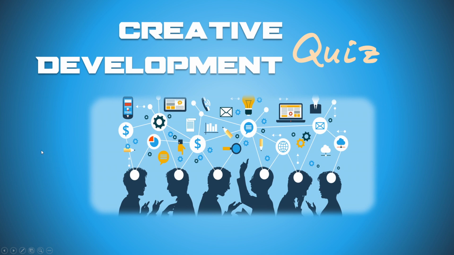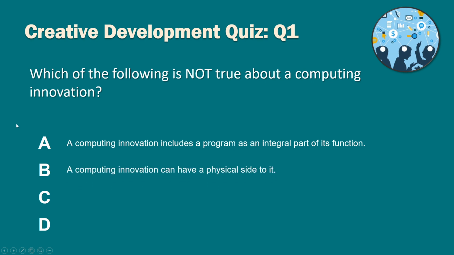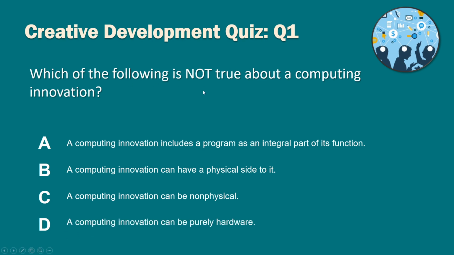Okay, let's do a quiz. Hopefully this quiz will help you get an idea of what the requirements are and what kind of stuff you're likely to see on a test. Which of the following is not true about a computing innovation? It includes a program as an integral part of its function. It can have a physical side to it. And a computing innovation can be non-physical. Computing innovation can be purely hardware.